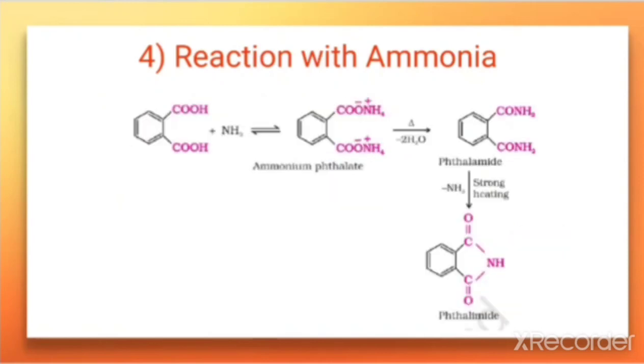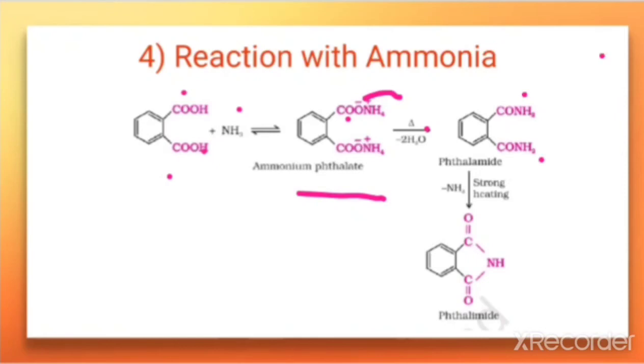When we take another example of an acid, in which the two acidic groups are adjacent to each other on the benzene ring, that is called phthalic acid. So phthalic acid plus ammonia, in the same way you just keep NH4 positive here, that results in the formation of ammonium phthalate. Now remove the water from these two. So what is formed here is phthalimide.